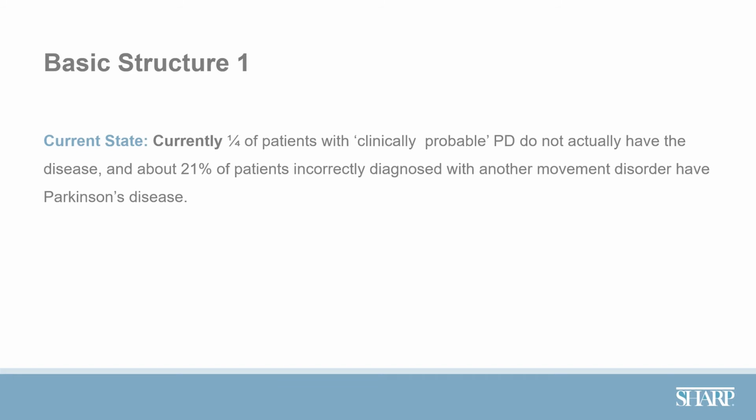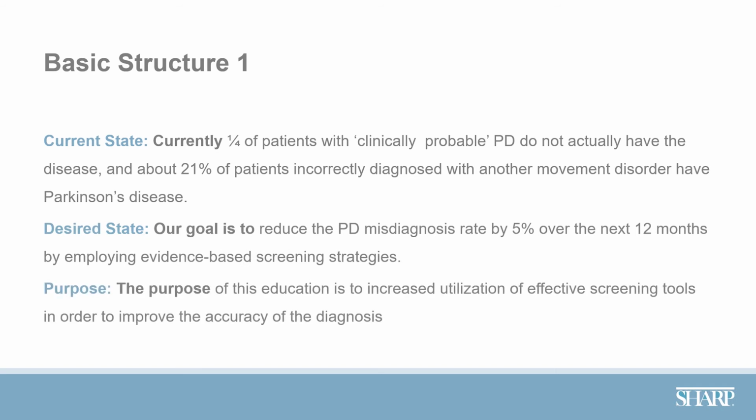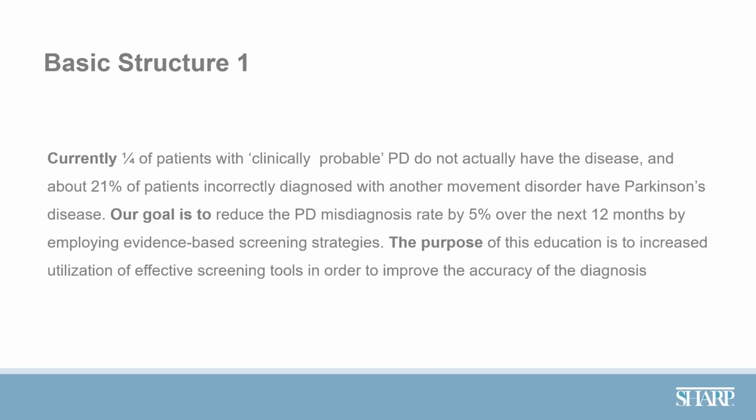Basic Structure 1. Following the Parkinson's disease example discussed previously, we can construct our practice gap statement as follows. As can be seen, I've placed my current state, desired state, and purpose in sentence form and added a couple of transition words to the beginning of each statement. It is also important to remember that this basic structure includes metrics and a timeline. By combining our current state, desired state, purpose, transition phrases at the beginning of each sentence, our metrics and timeline, we get the practice gap statement you see on the screen.